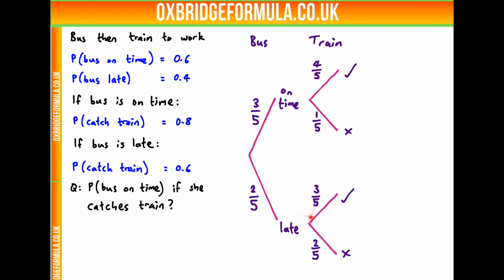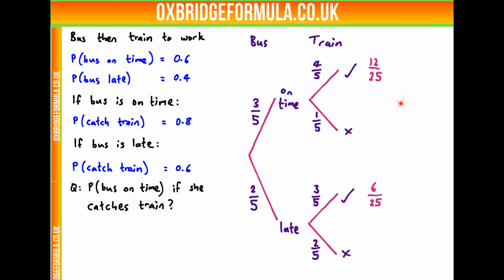So let's work out the actual probabilities overall that she caught the train through each of these paths. Firstly, what is the overall probability that she caught the train and the bus was on time? When we have an and in that sort of question, we multiply the probabilities together. So we have 3/5 times 4/5. 3 times 4 is 12. 5 times 5 is 25. So this is 12 over 25. Then similarly, if the bus was late, but she caught the train, we have 2/5 times 3/5, which is 6/25.